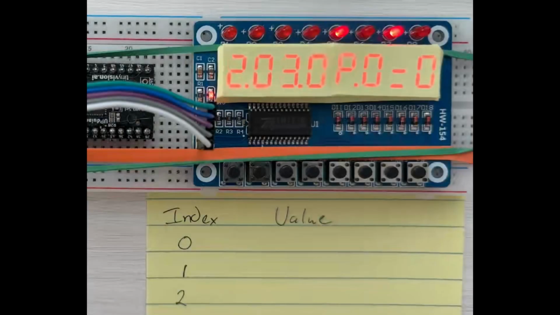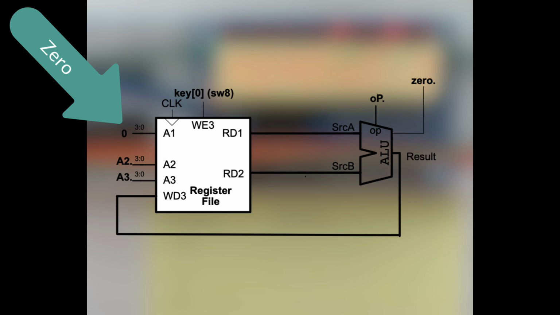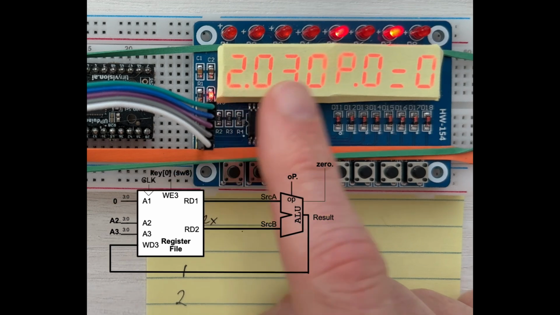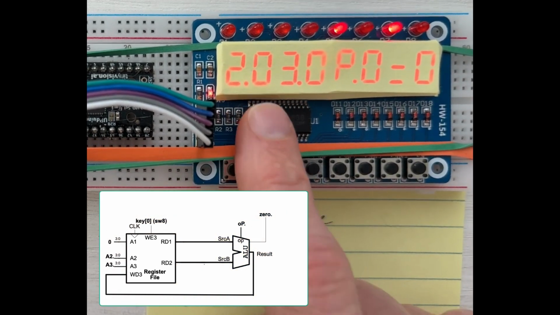Here's an overview of our ALU and register file calculator. So the register files are connected up into the ALU. So the ALU's first input comes from our register 0 at all times. The second input comes from whatever the A2 address is. The display shows that the A2 address is currently 0.